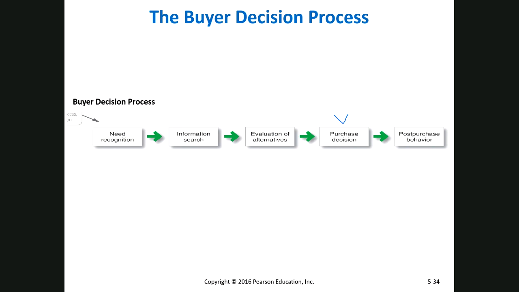Some buyers pass quickly or slowly through this process. Some pass quickly through some stages and more slowly through the other ones. If it's a routine purchase, back to toothpaste, you may skip this altogether, right? Maybe you have the need recognition in the morning, your toothpaste is low, but you're going to get whatever brand you're going to get, and you're not going to go through all of these steps.